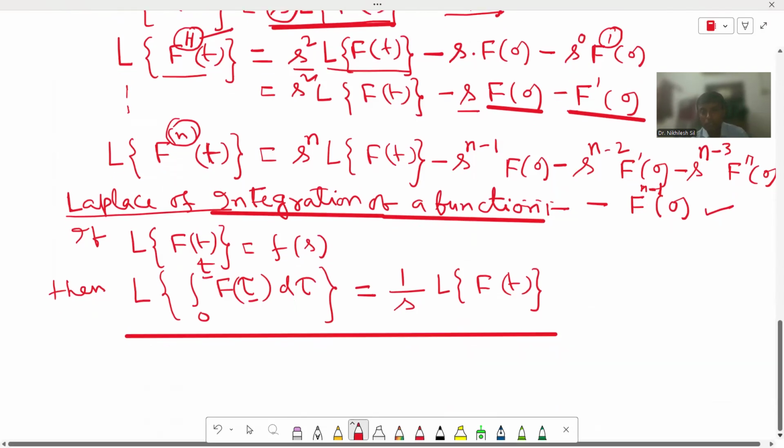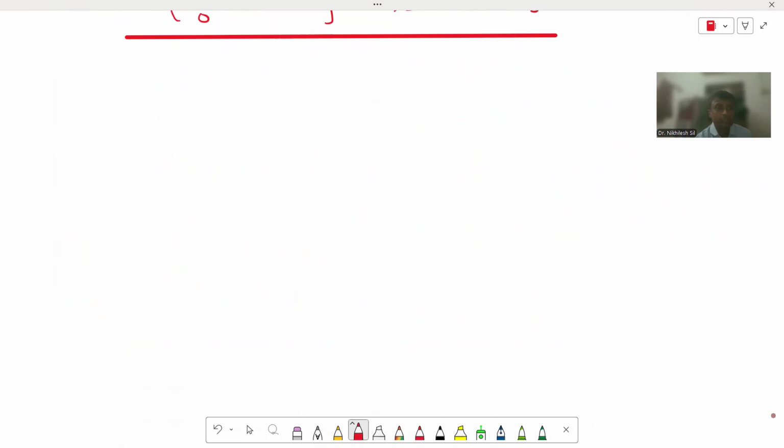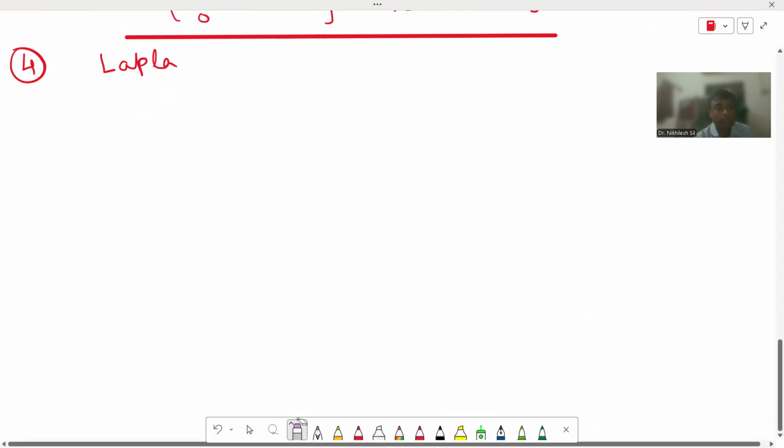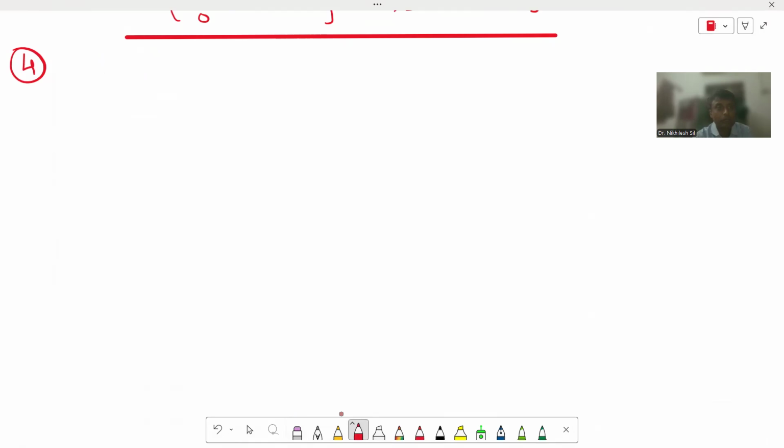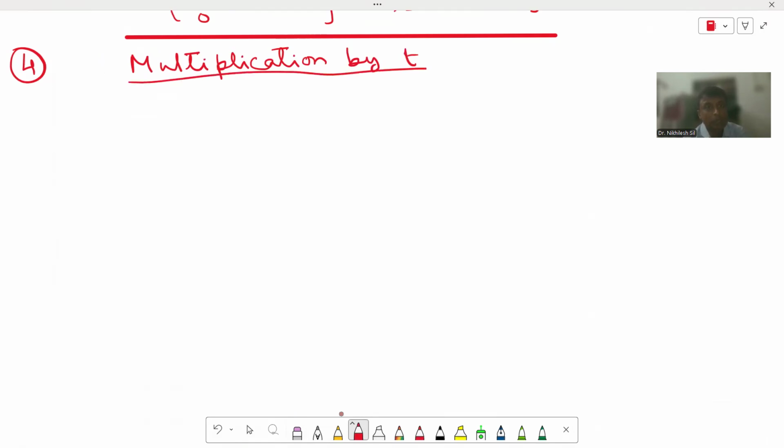Now come to the next property, that is, I think, number 4. Laplace of a function, if the function is multiplied by t. Multiplication by t. So if the function is multiplied by t, then what will be the formula?